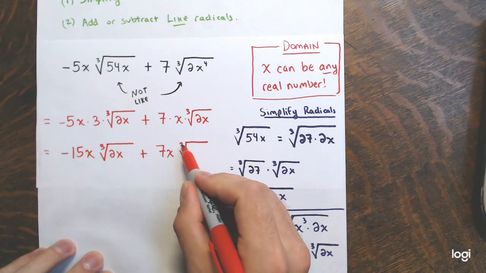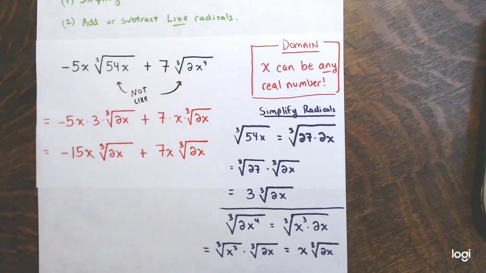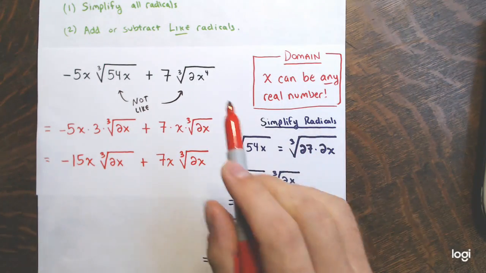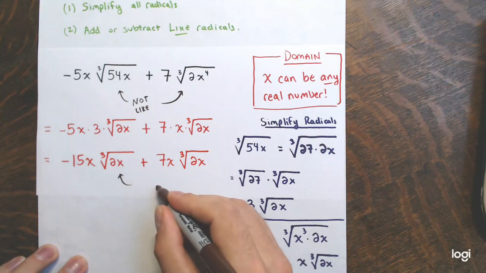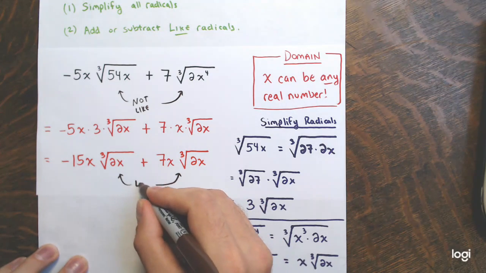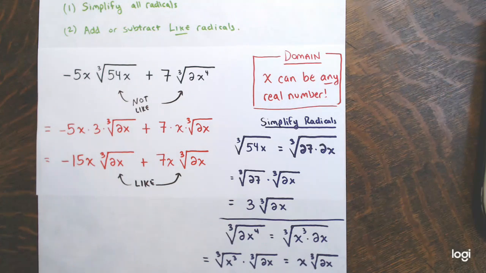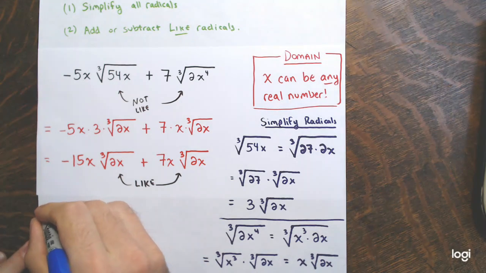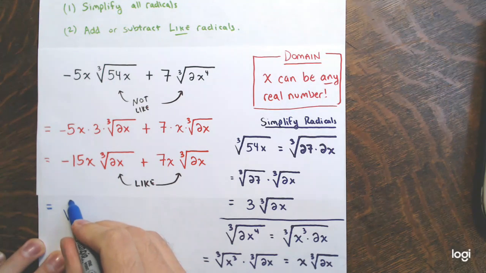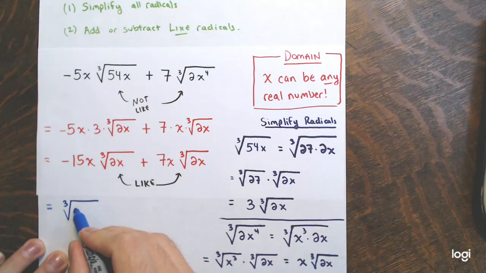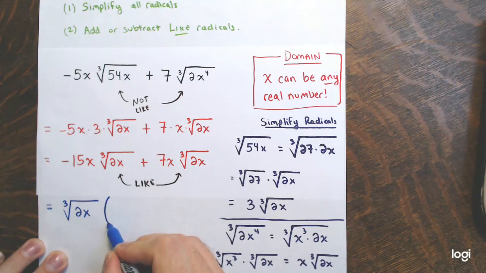And look at what happened to us again. After that first step, after simplifying all the radicals, now we look at these terms and the radicals in those terms and see that they are now like. They both have a cube root of 2x, same index, same radicand. So just like I've been doing, I'm going to factor out that like radical. So the cube root of 2x comes outside, factored out.